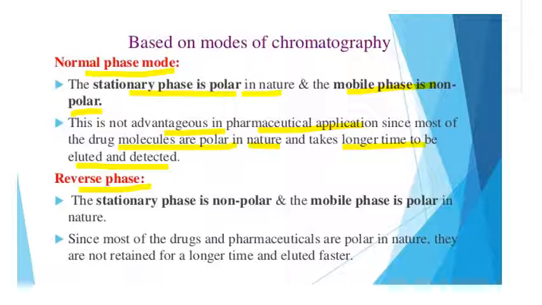For that we have the second type of HPLC, that is reverse phase HPLC, in which the stationary phase is non-polar and the mobile phase is polar in nature. So octadecyl silane, which is a non-polar stationary phase, is used in the reverse phase HPLC. And in pharmaceutical application, we use this reverse phase HPLC because if the drugs are polar in nature, they are not retained for a longer time and come out from the column for the detection.